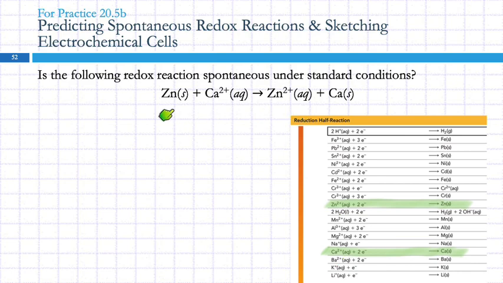So is that what's happening here? We have zinc ion going to zinc. Now we have zinc going to zinc ion. And we do have calcium ion going to calcium, but we decided that because he was lower on the totem pole, he had to switch. So that's also backwards. Both of them are backwards. Is this spontaneous? No. Any questions?